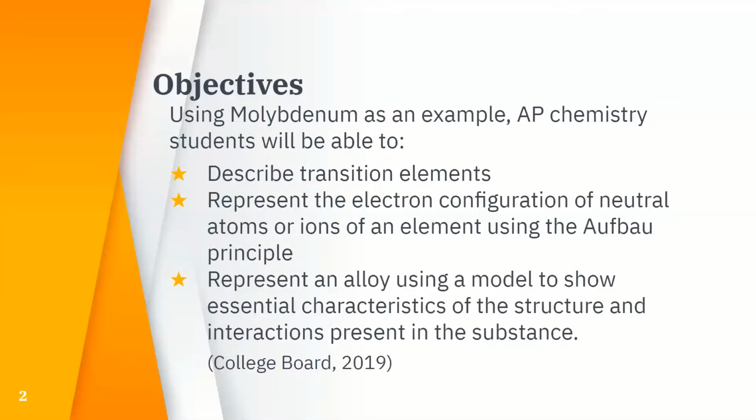The objective of this presentation is to instruct AP Chemistry students about the definition and identification of transition elements. They will also be able to write electron configurations for atoms and ions and describe the characteristics and structures of alloys using Moly-B as an example. The last two objectives are from the 2019 AP Chemistry course and exam description guide.